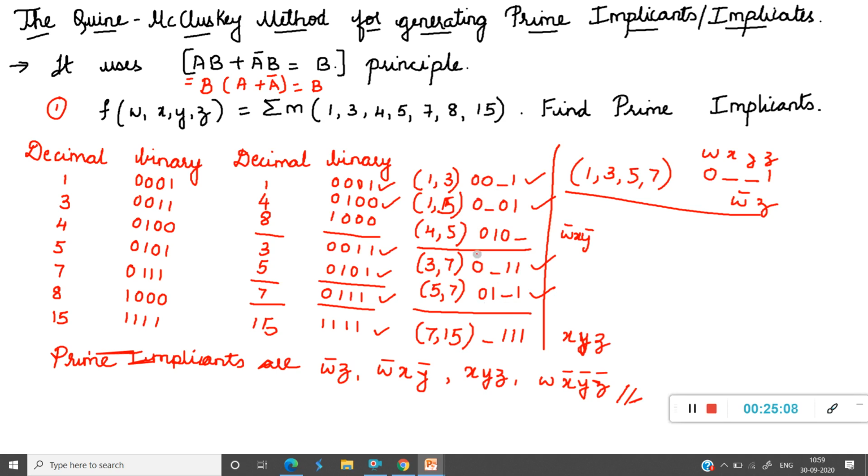So 0 and 1, you have to put a dash here. In the first bit both contain 0, in the last bit both contain 1, isn't it? So I have written 0 and 1. The third bit is already a dash, the second bit is 0 and 1, so I have written a dash here: 0 dash dash 1. So 0 means W bar, 1 means Z, so W bar Z, like this.